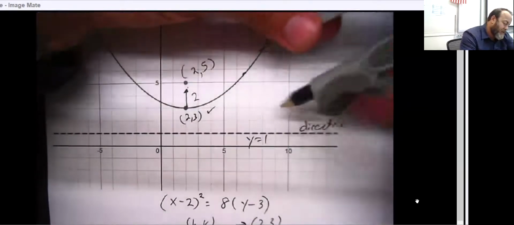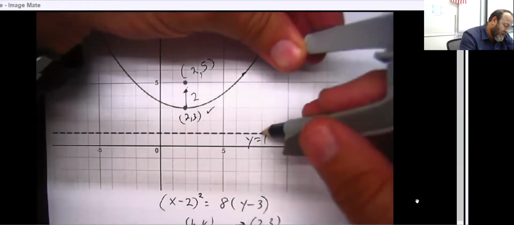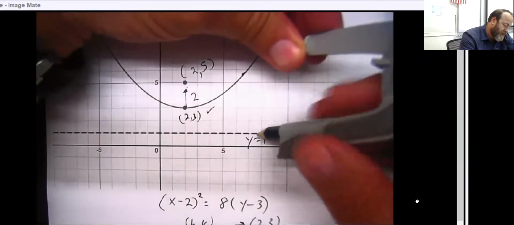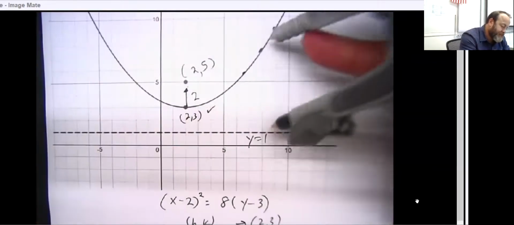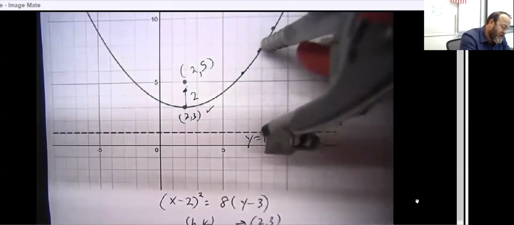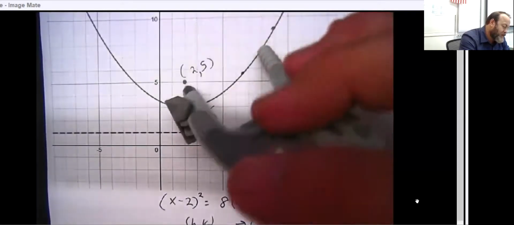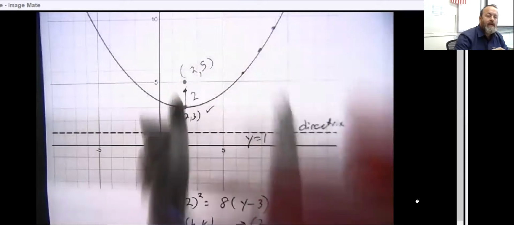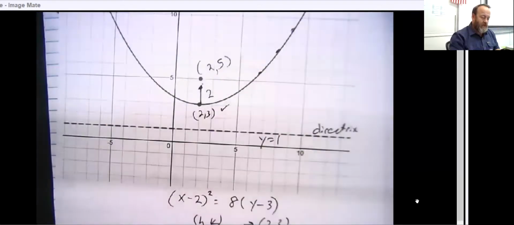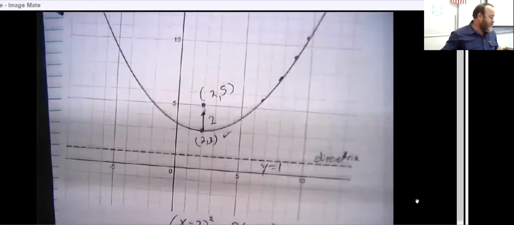If we pick another point over here, this distance right here to the directrix is right there. If I slide it over, you'll notice, again, that distance is exactly the same. And every single one of these points has that same thing in common.